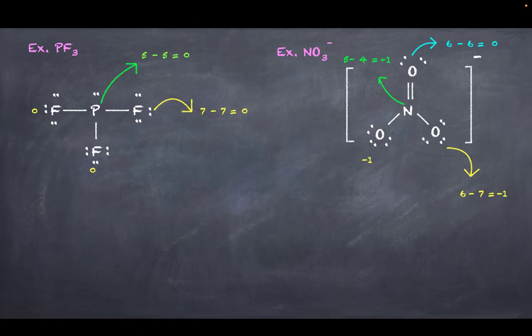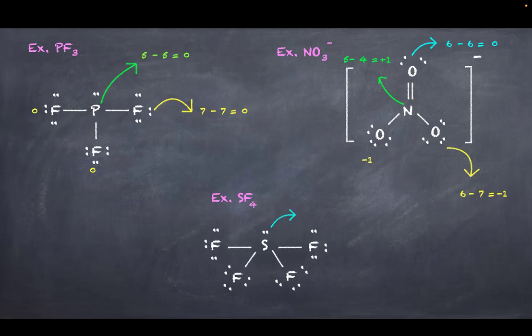And then the last example would be SF4. So here's the Lewis structure for it. Looking at sulfur, it belongs to group 6, so it has 6 valence electrons. After bonding, it also has 6 electrons close to it, so the formal charge is 0. And then looking at fluorine, it belongs to group 7, and after bonding, has 7 electrons on its side. So again, the formal charge is 0. And the same goes for the other fluorines as well.